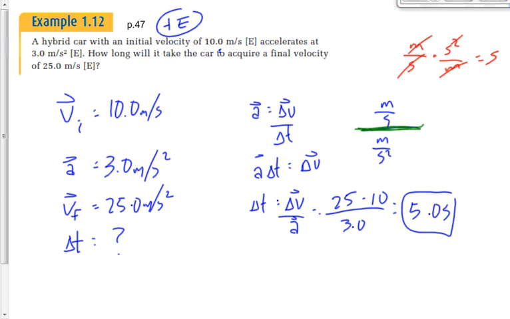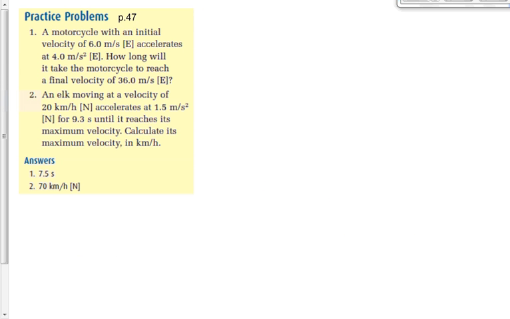Excellent. Well, let's take a look at the practice problems that go along with example 1.12 on page 47. Take a look at each of these questions. Identify if it's group A or group B. If it's group A, use v equals delta d over delta t. If it's group B, there's 5 equations. See if you can identify which equation to use first to save yourself that 30 seconds of your life. But if you can't, that's okay. Just pick one. If it doesn't work for you, pick another one. No big deal. We'll give you some time to work on that, and then we'll take a look at it as a class.